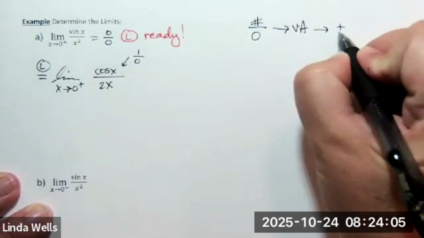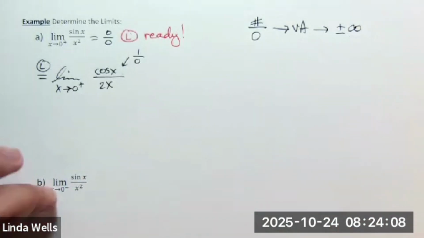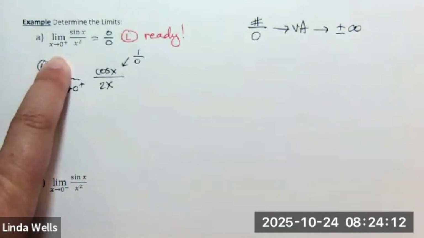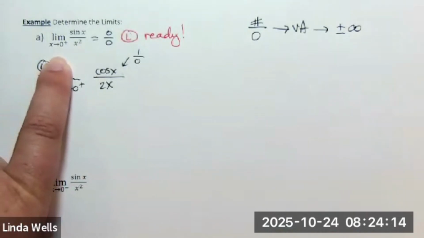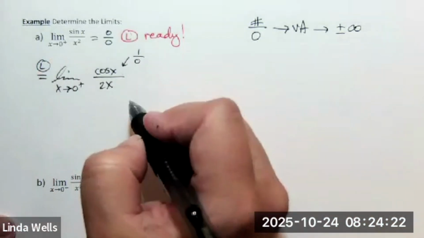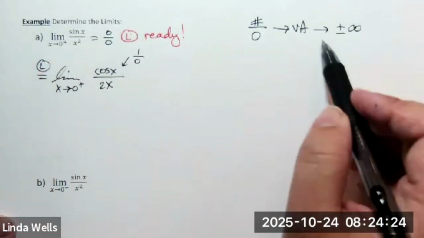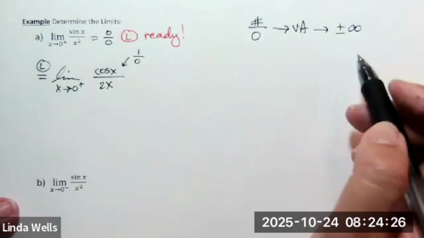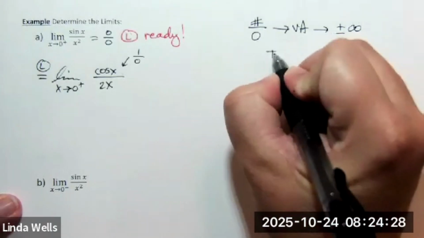Positive infinity or negative infinity, or if the two sides don't match, does not exist. But we have only one side. Do you see why I had to do a one-sided limit here? It's because you're approaching a vertical asymptote. So how do we determine which side we're approaching, or which one of these infinities we're approaching? Loving the number. We test.